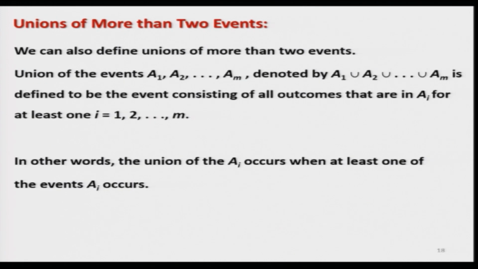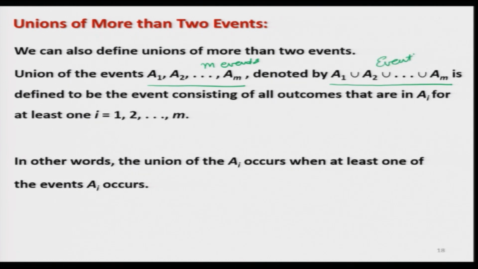So now similarly we can extend the definition of unions. Earlier we understood the meaning of A union B. Similarly, instead of having only two events, suppose I have more than two events, say M events, indicated by A1, A2, up to AM. The union of A1, A2, up to AM is indicated by A1 union A2 union up to AM, and this is also an event.